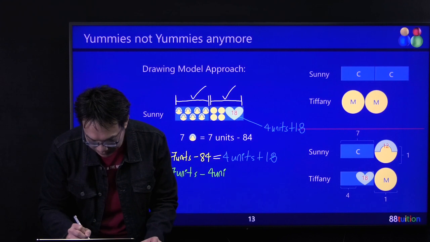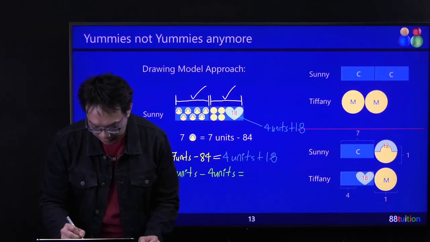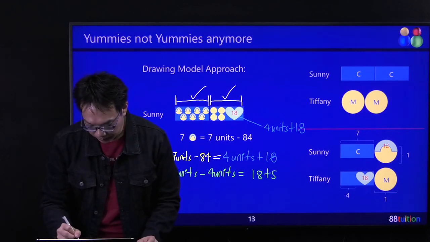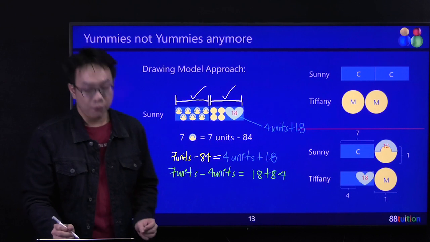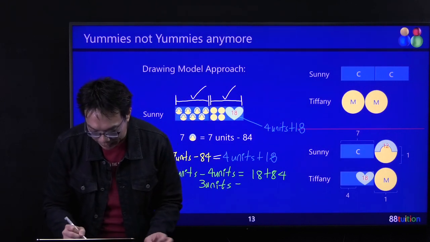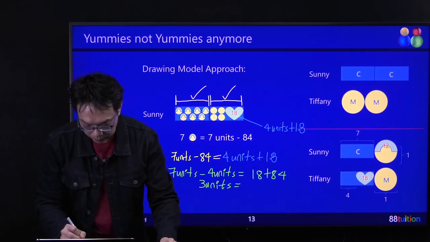Alright, if you attended my lesson, I call this here and there. And 18 is already here. Minus 84, if you transfer across, is a plus 84. 7 units minus 4 units will give you 3 units. Your ultimate aim is always to look for the 1 unit. 18 plus 84 is actually 102.